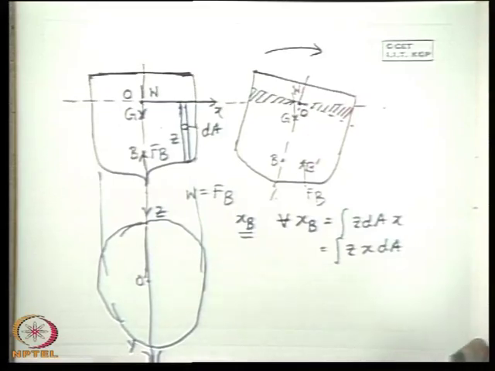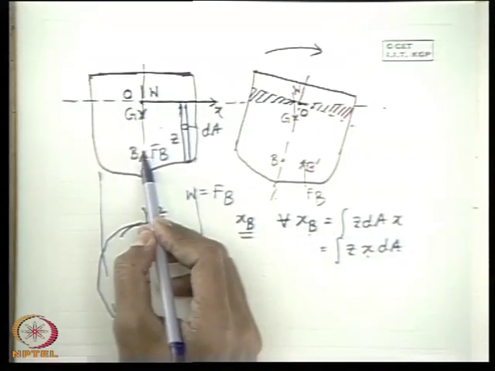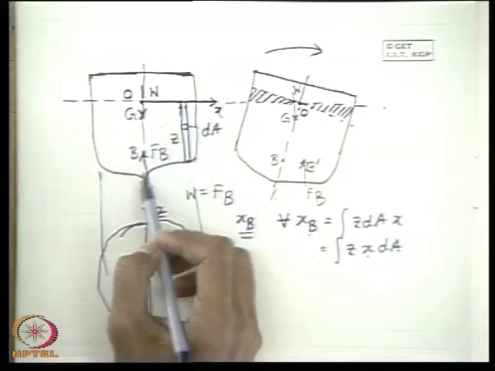Now, you see that here, ZdA is the moment of the volume, and that gives the center of buoyancy. Now, in this case it is 0. If we define the center of buoyancy on this line, in this case it is 0.